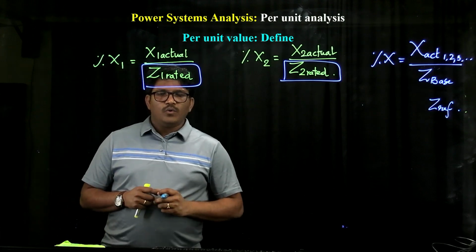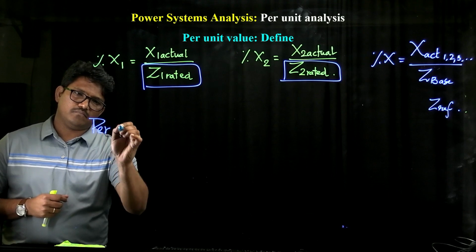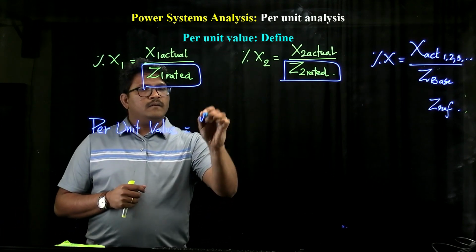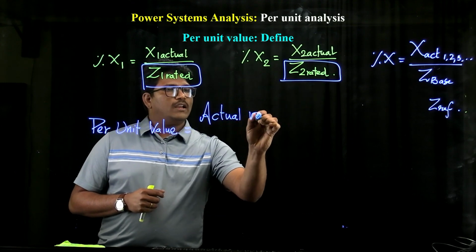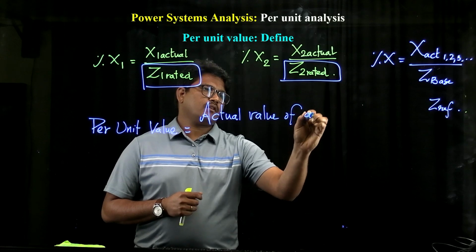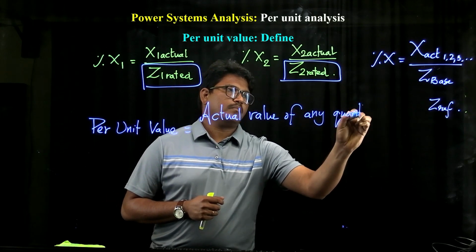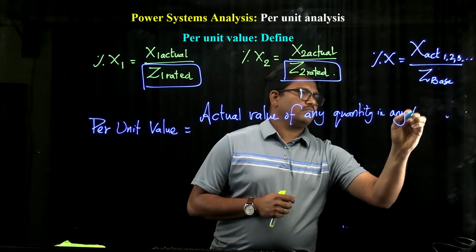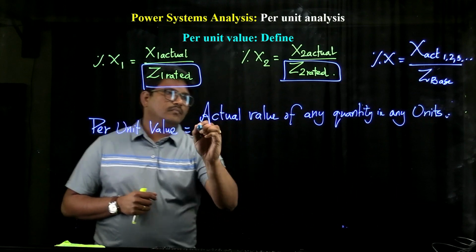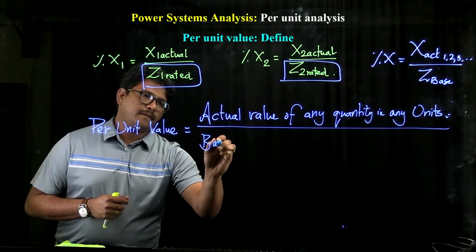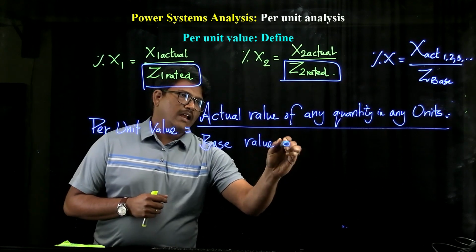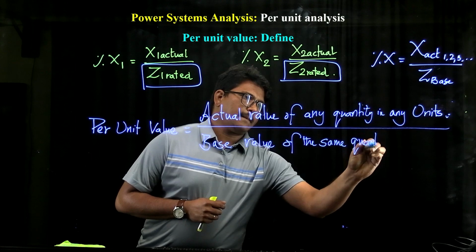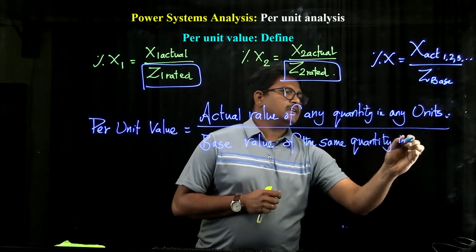That's the whole idea. So now we can define our per unit value as its actual value of any quantity in any units divided by the base value of the same quantity in the same units.